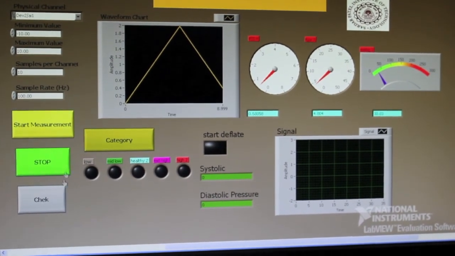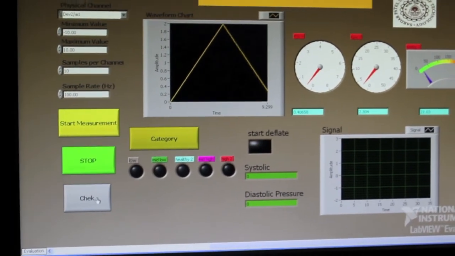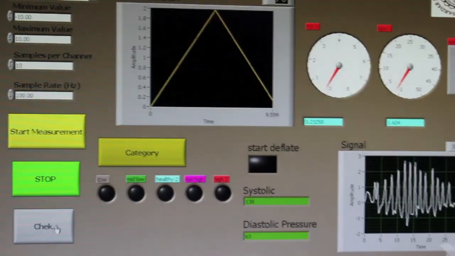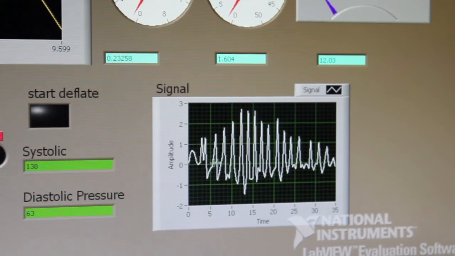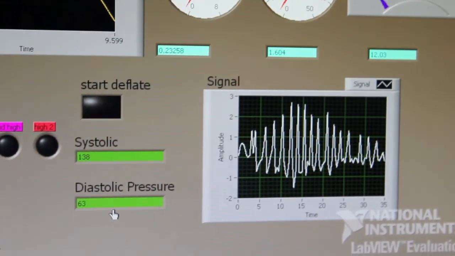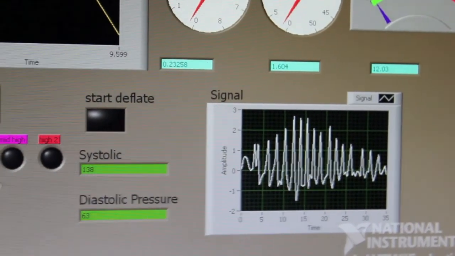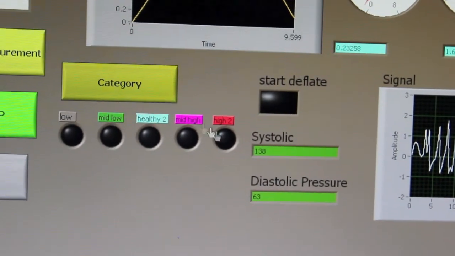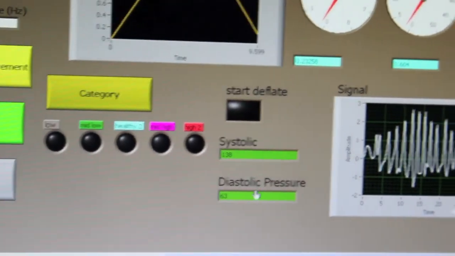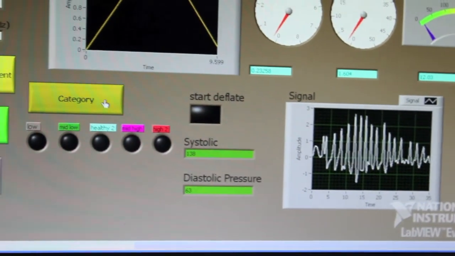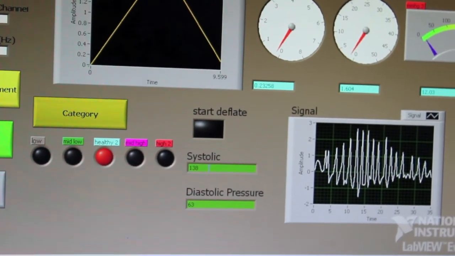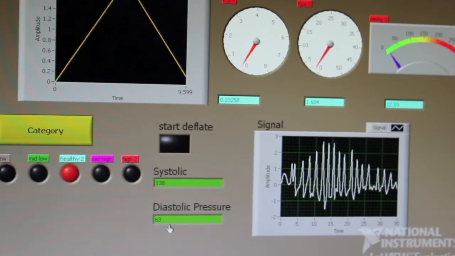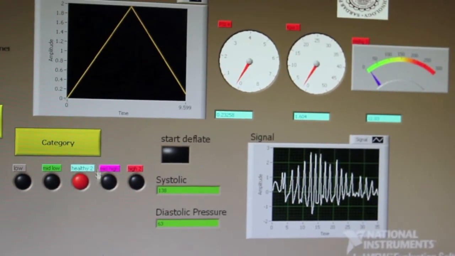Now I'll click on the check button, which will give me a blood pressure graph. This is the graph of the systolic and diastolic values, and I will check whether this systolic and diastolic falls in which category. So when I click on the category button, it blinks healthy. That means the 138 systolic and 63 diastolic values fall into the healthy category.